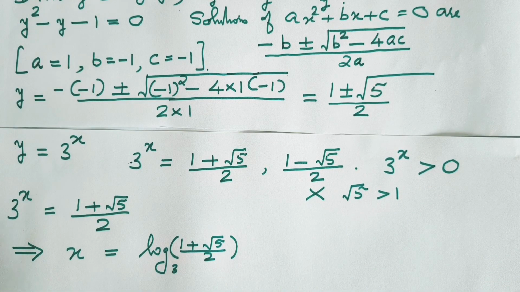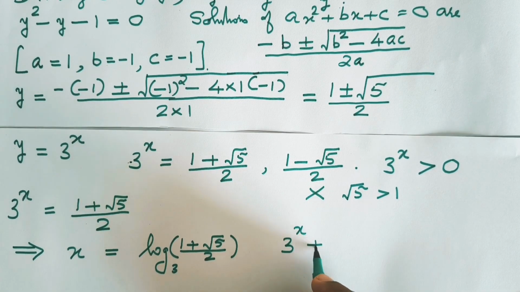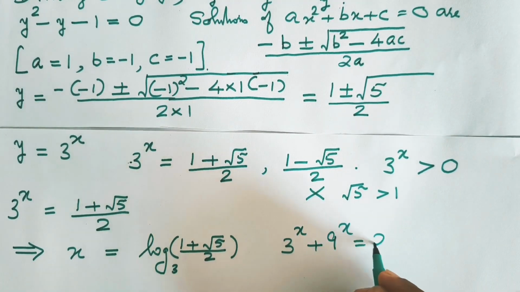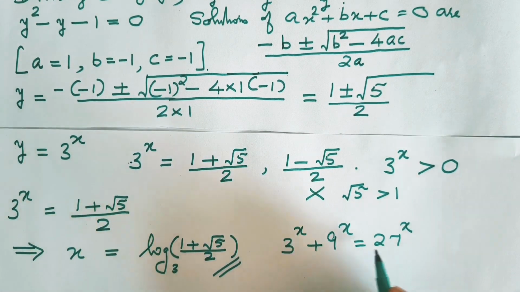There are other ways to come to this step from this step, taking logarithm on both sides and stuff like that, which involves 4-5 steps to be written unnecessarily. Instead, if you know the correct definition of logarithm, this is the way it goes. So you can straight away write this from this step. And the final solution of the equation, see, this was the equation we had: 3 to the power of x plus 9 to the power of x equal to 27 to the power of x. And this is the solution for this equation.